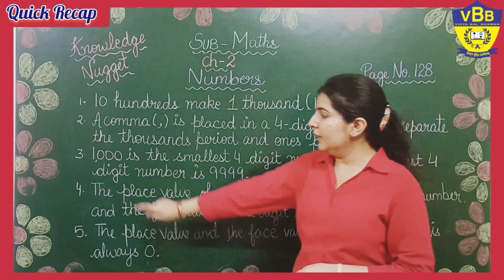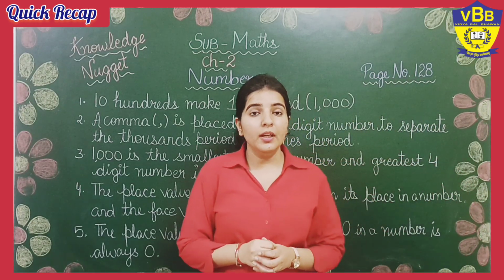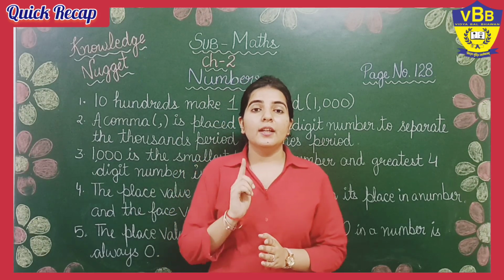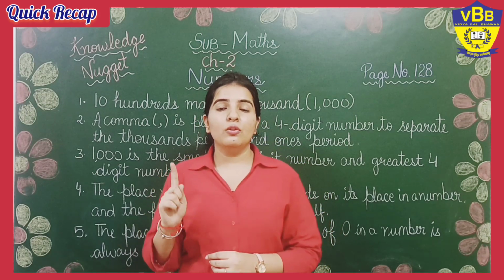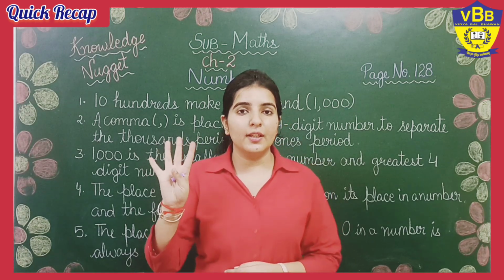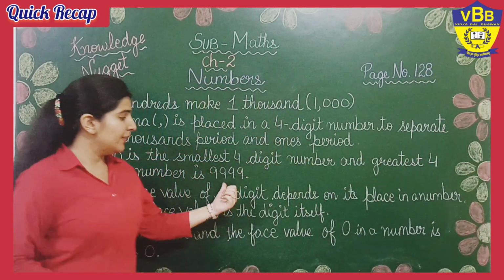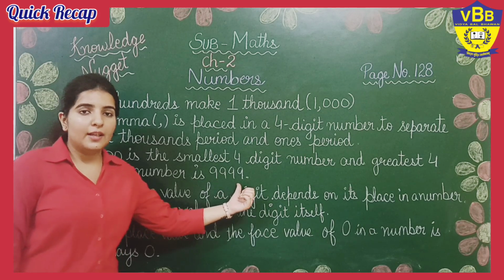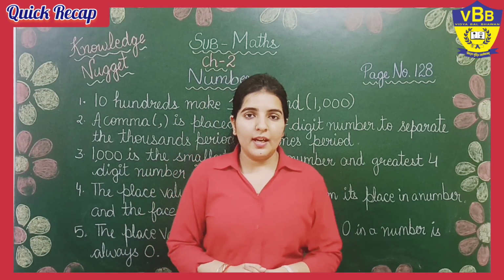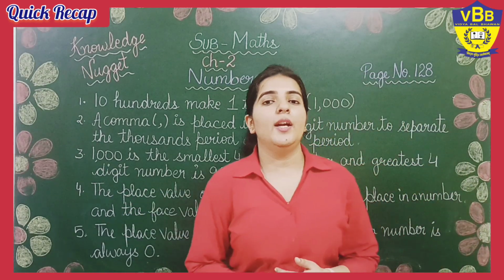Now the third point is that as we have introduced the 4-digit number, the smallest of all the 4-digit numbers is 1000, and the greatest 4-digit number is 9999. Okay. Now the fourth point is related to the place value and face value.